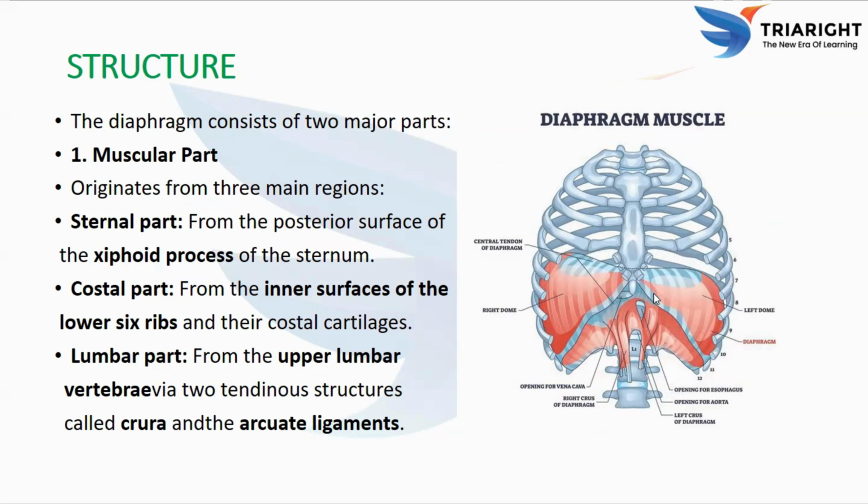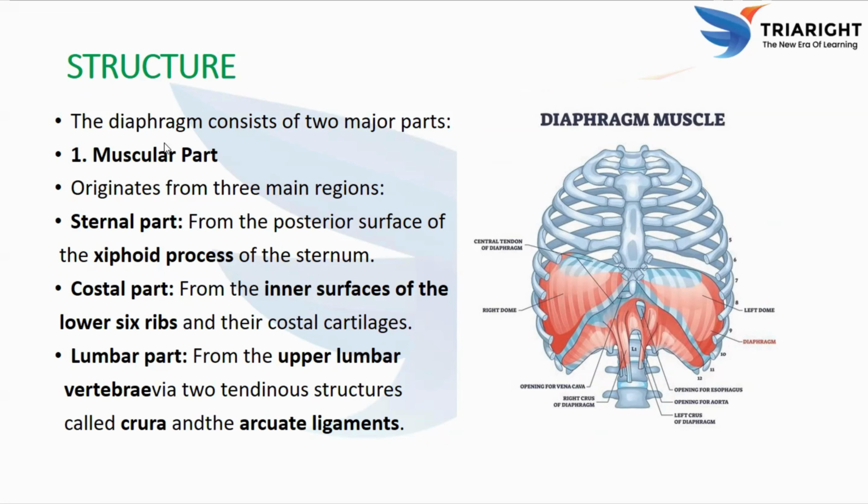In this slide, we are focusing on the muscular part. What is the muscular part? The muscular part of the diaphragm originates from three main regions, which together form the dome-shaped structure. What are the three main regions? Sternal part, costal part and lumbar part.